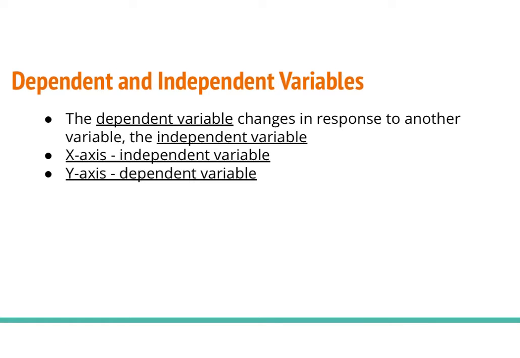All right, so we got some definitions of dependent and independent variables. The dependent variable changes in response to another variable, which is the independent variable. So we're gonna use the x-axis to label our independent variable. That's the one that's changing. And we're going to use the y-axis to label our dependent variable, which is the one that's reacting to the independent variable.